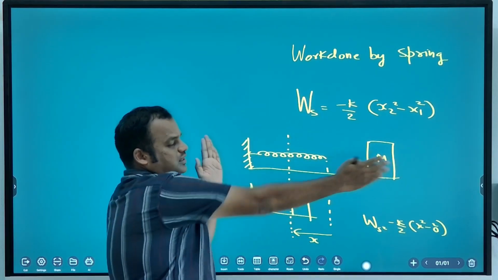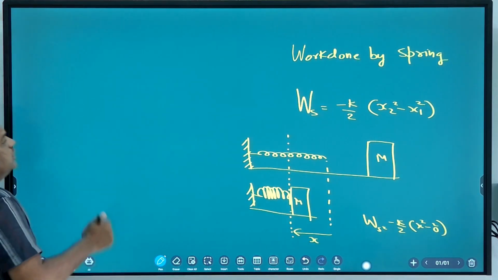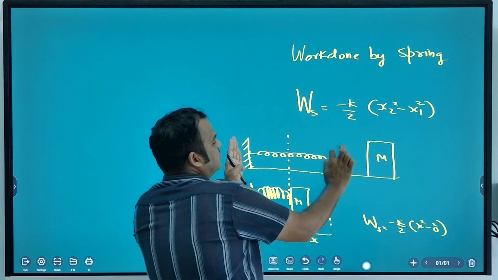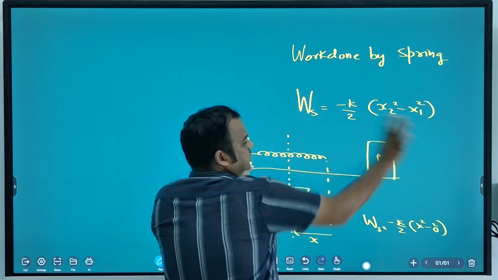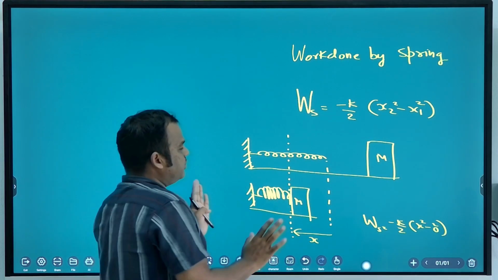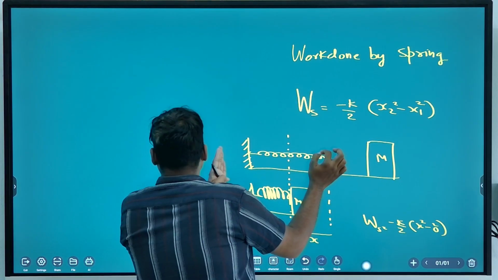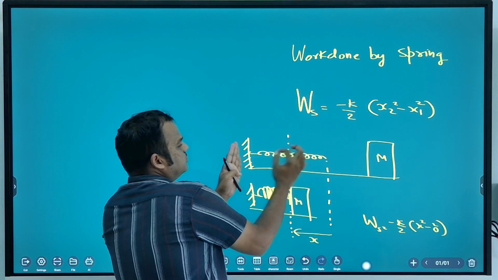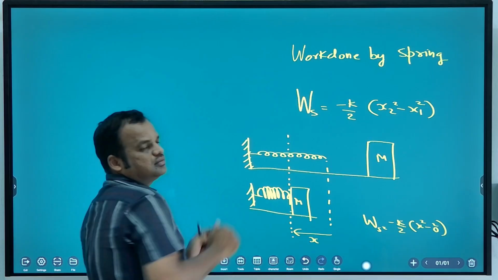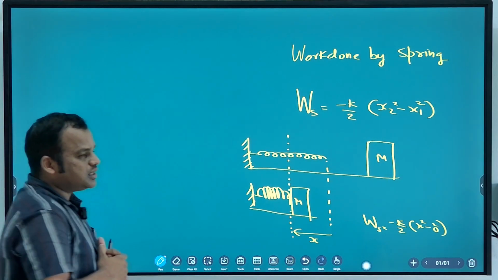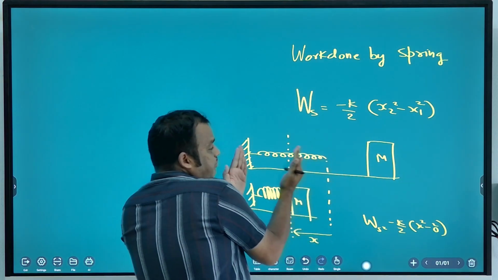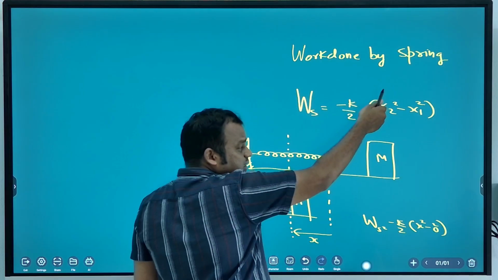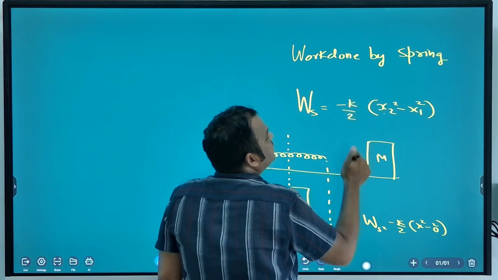During elongation, same formula. During elongation, see, elongation means you are holding this and you are moving it right side, so it is elongation, correct? Compression means you are holding here and moving it left. So spring is compressed. When spring is compressed, what is the work done by spring? Minus k by 2, final compression square minus initial compression square.